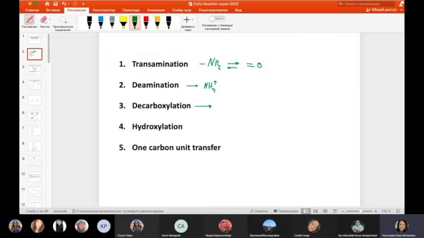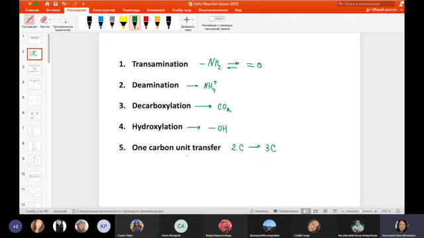Decarboxylation means elimination of carboxyl group in the form of CO2. It leads to formation of biologically active compounds, which are called biogenic amines. Hydroxylation is incorporation of the OH group into the structure of the molecule. And one carbon unit transfer leads to formation of new compound. Example is if we take 2 carbon compound glycine, we can produce 3 carbon compound serine as a result of this type of conversion.